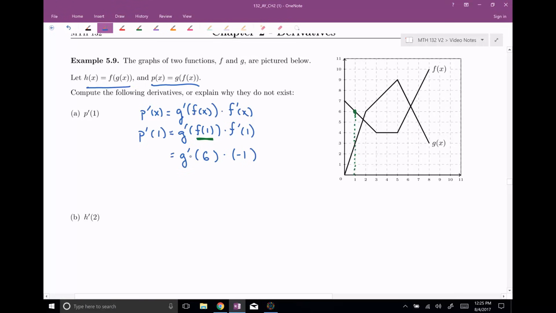Okay, now the derivative of g at 6. So now I'm thinking about my g function, and I'm going over here to the x value 6. And now let's go up to g. So it's right here. Remember, we don't care about the height. We care about the slope. Derivative is slope. So, the derivative of g at 6. Well, if I do a run of 1, how much do I rise? It seems like I'm going down 2. So in this case, the rise over run is negative 2 over 1, which is the same thing as negative 2. So we multiply these together, and we get the result of 2.